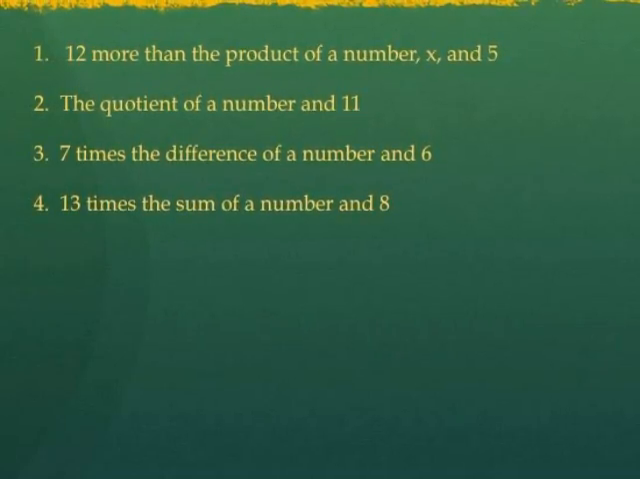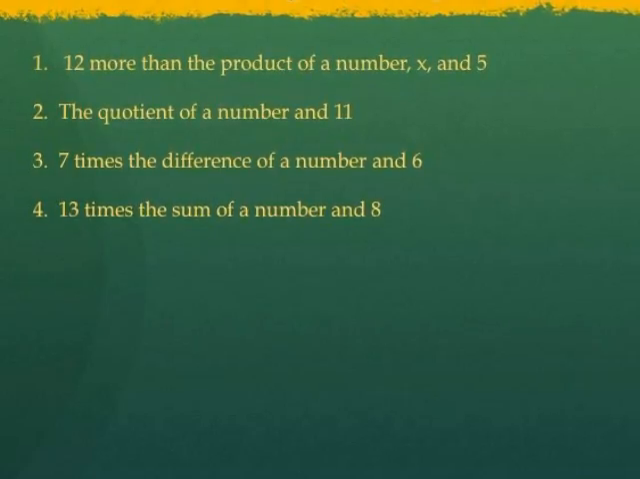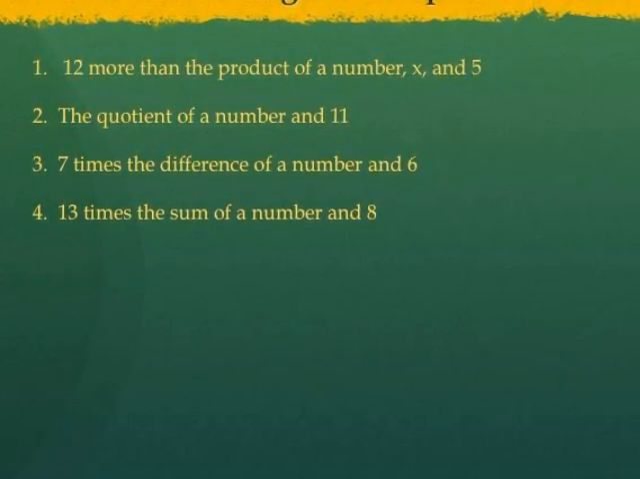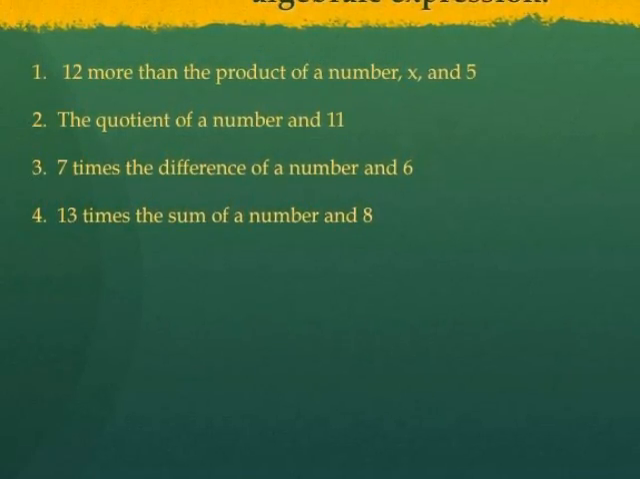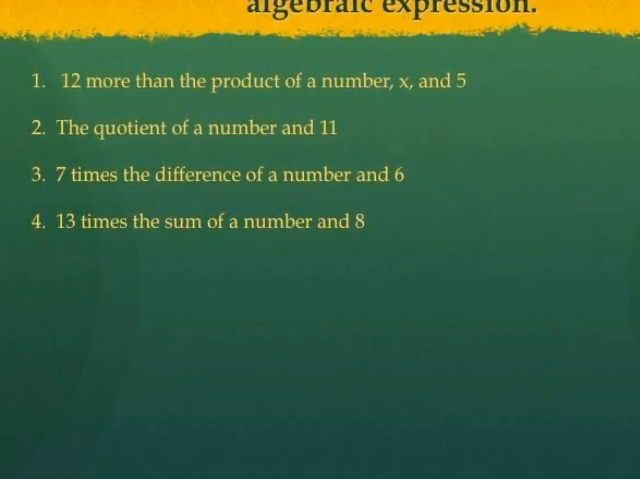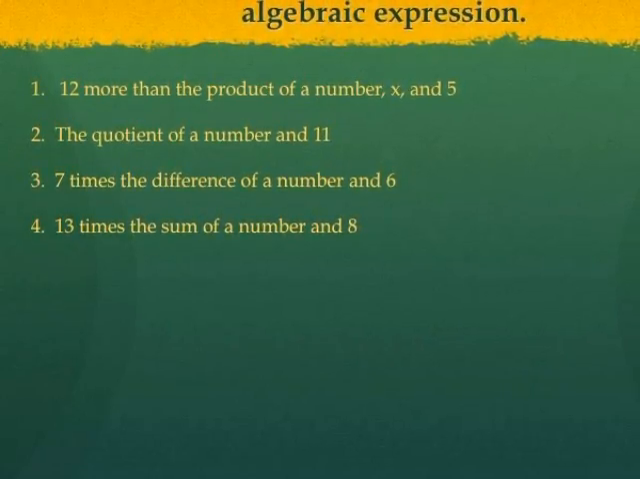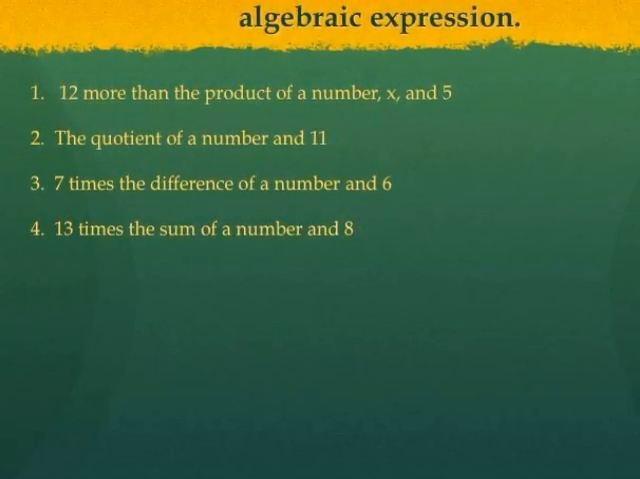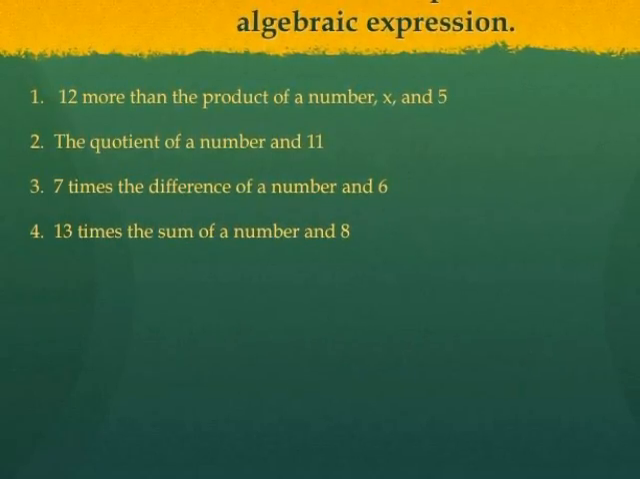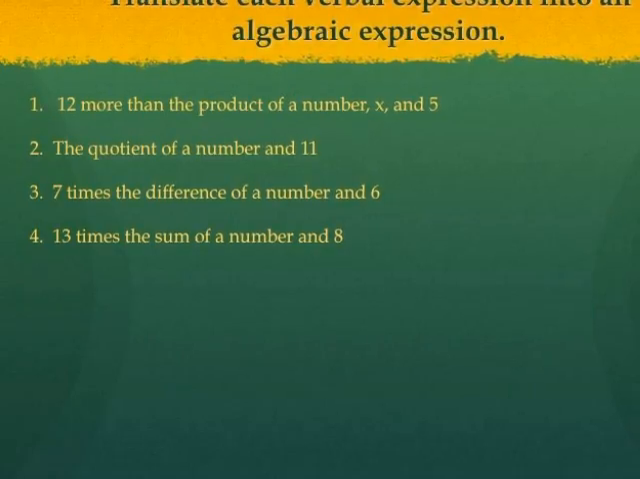Let's try a few more. Number 1, 12 more than the product of a number x and 5. Number 2, the quotient of a number and 11. Number 3, 7 times the difference of a number and 6. Number 4, 13 times the sum of a number and 8. I'll give you a few minutes to try these.